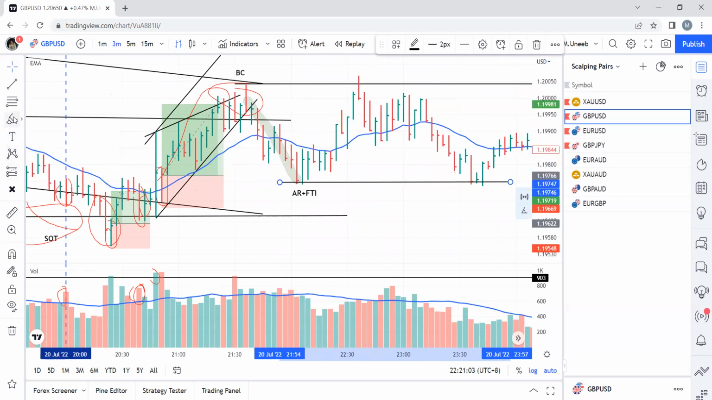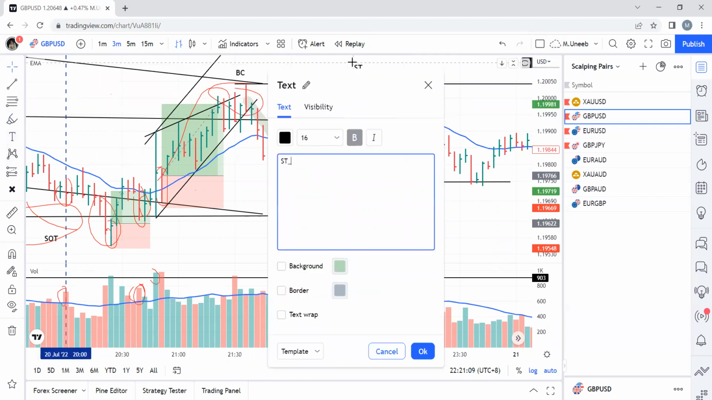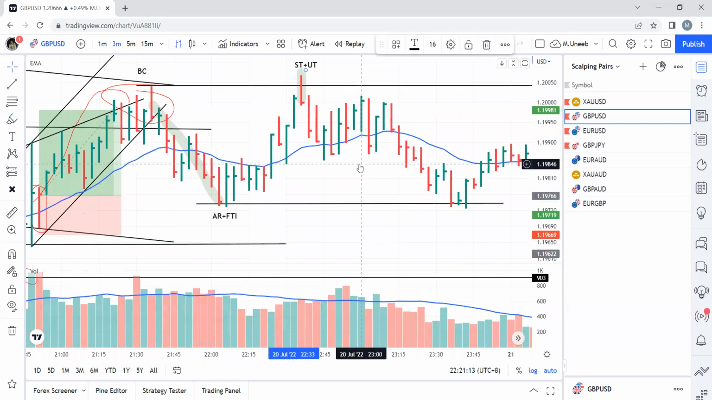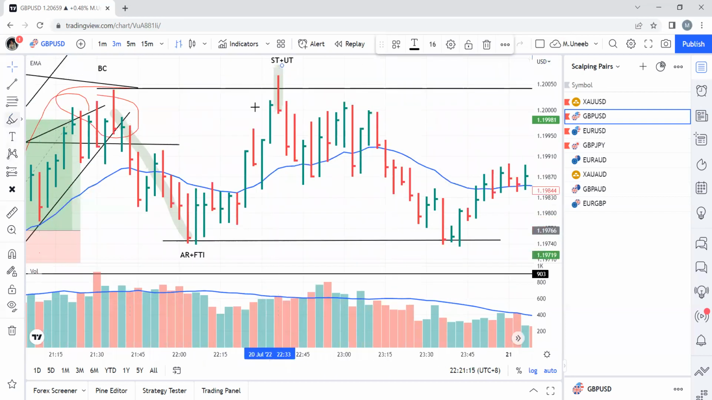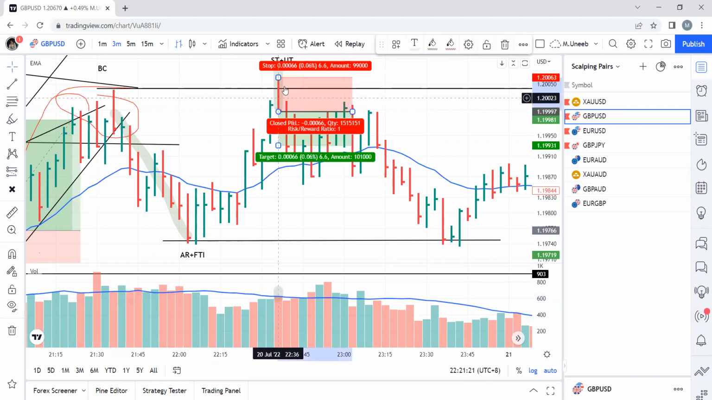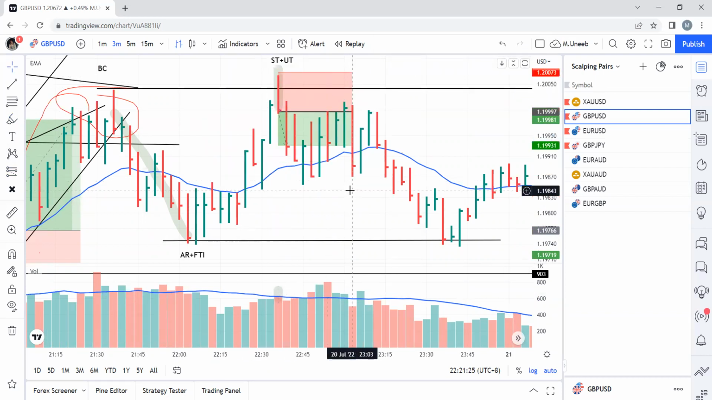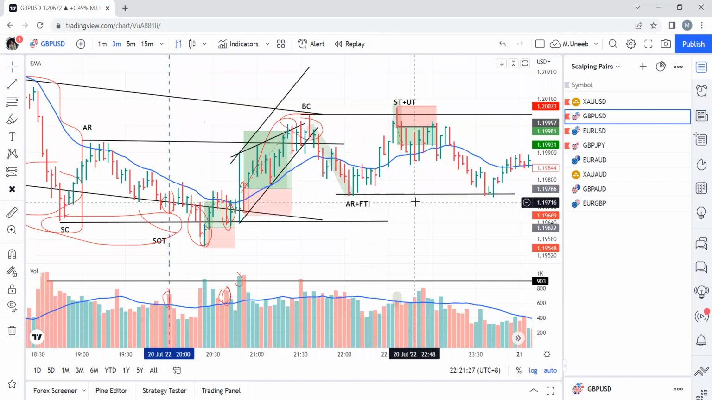Testing here. What do we see on the test here? On the secondary test? Secondary test plus UT. And let's see if we can get kind of effort with no result. Yes, we did get effort with no result here, right? We can take the trade easily. Now you know where to exit. Where would you exit? At this point.